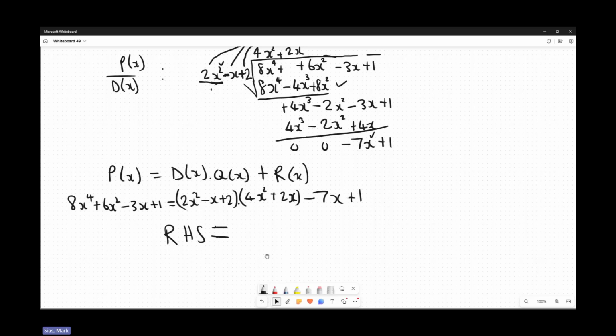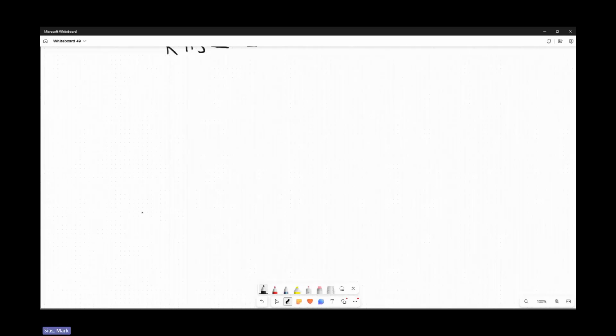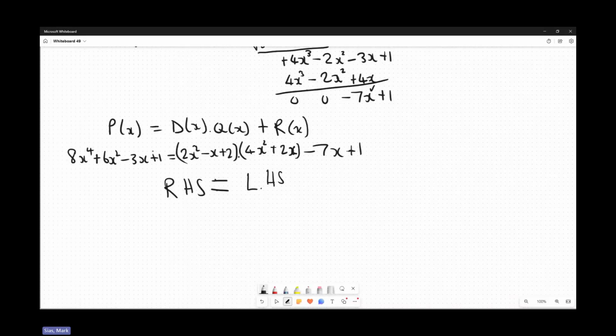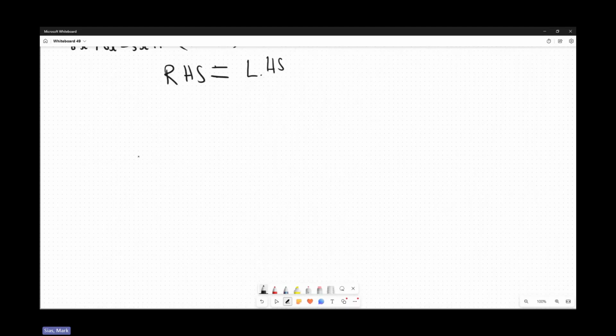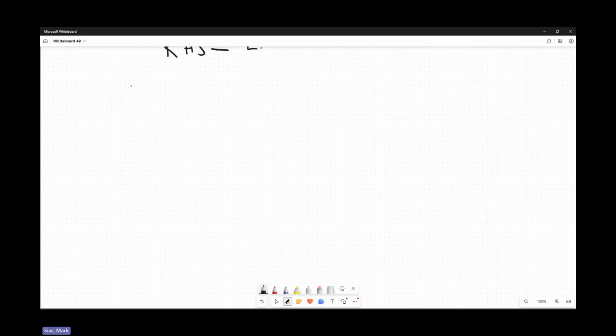So the right-hand side is indeed equal to the left-hand side. You guys have checked that, right? Okay, good. So let's do another example. They call it Example 3, from that 6th edition.